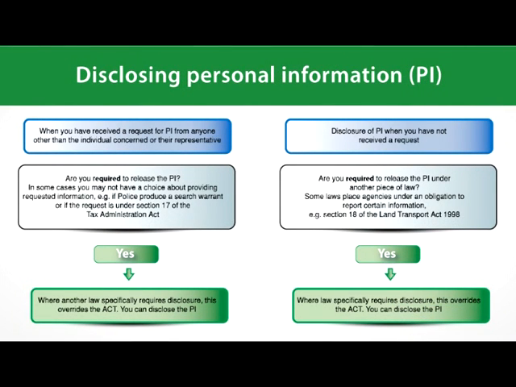Firstly, are you required to release the personal information? In some cases, you may not have a choice about providing requested information. For example, if the police produce a search warrant, or if the request is under Section 17 of the Tax Administration Act, or if there's another act that requires you to release the information. This is because other acts trump the Privacy Act.